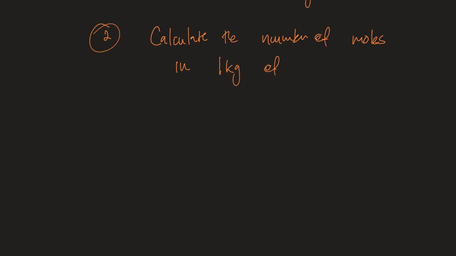All right, example 2. It says calculate the number of moles in 1 kilogram of magnesium chloride. Okay, now here's your first problem. We cannot work in kilograms, so we need to work in grams. So you need to do that conversion.